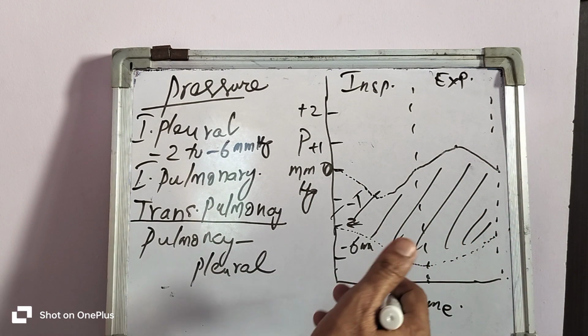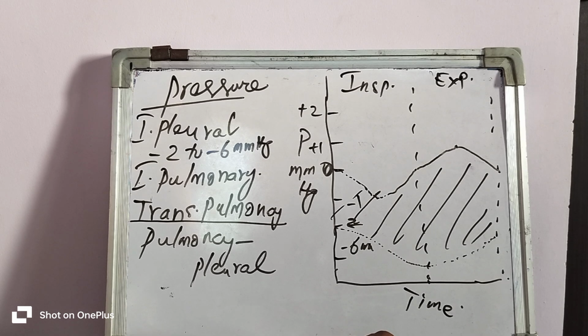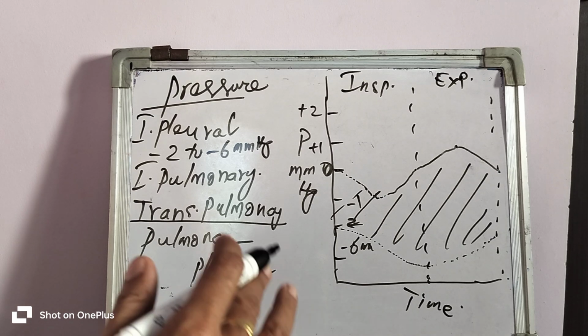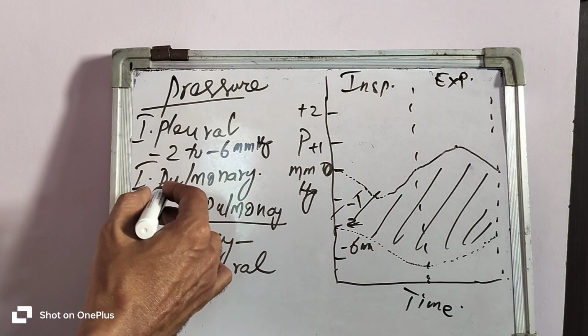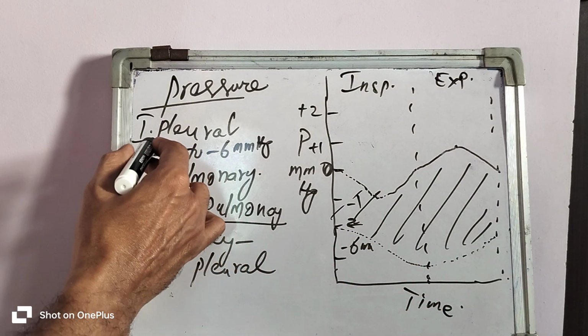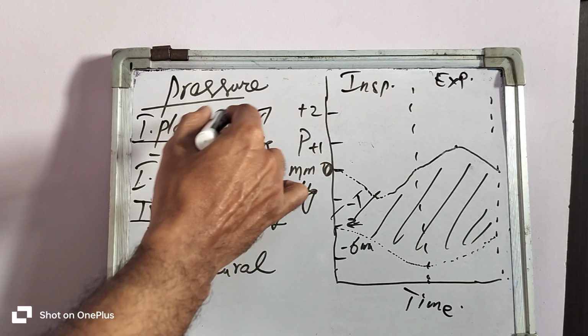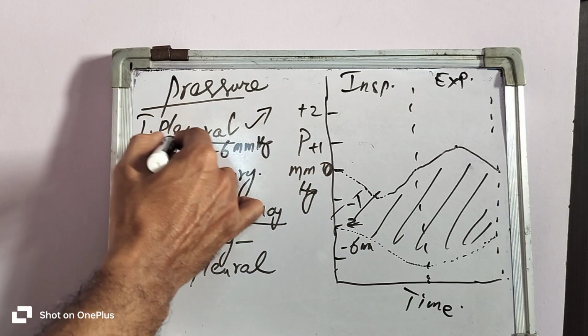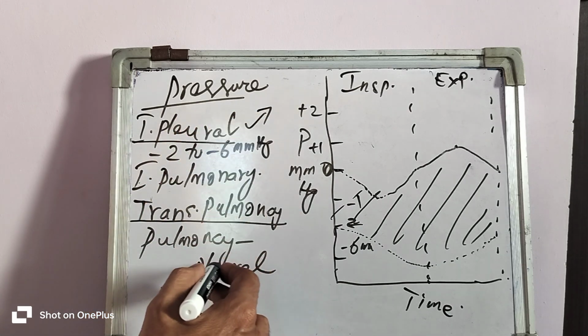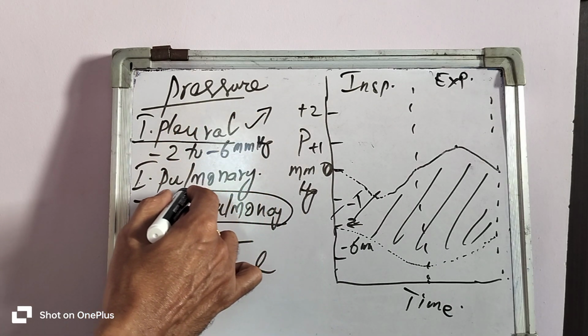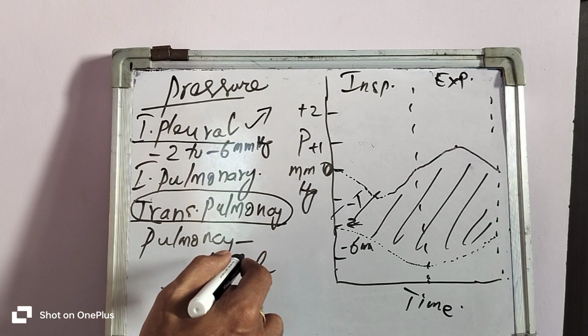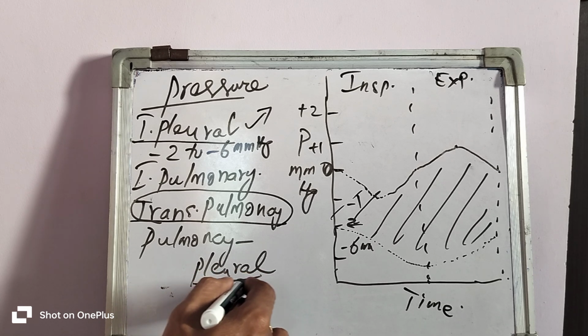Now how do the events take place? When the respiratory center sends the signals, the chest wall expands. When the chest wall expands, the first pressure to become more negative is the intrapleural pressure. Because of this negativity, the transpulmonary pressure starts increasing, because the pleural pressure became more negative.